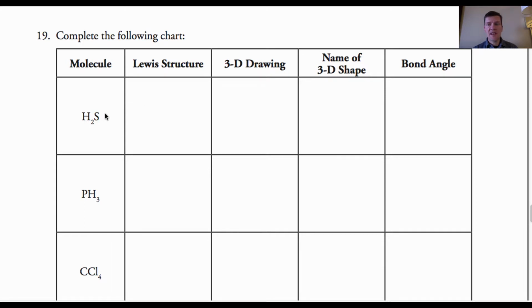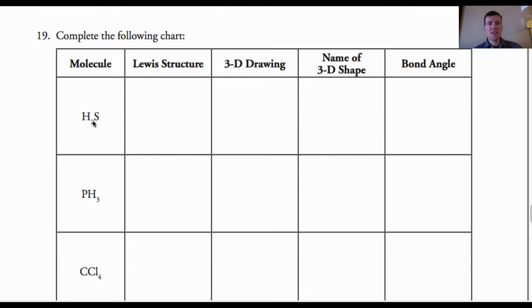Alright, let's look at H2S. And I'm going to follow my steps as I go through each of these. I'm going to draw all the Lewis structures, and then we're going to go back and do the 3D drawing, and then name it and talk about bond angle. But I think I'm going to go and do each of the Lewis structures just so you can see the repetition of all the steps and see how it all works. Okay? So, Lewis structure of H2S.